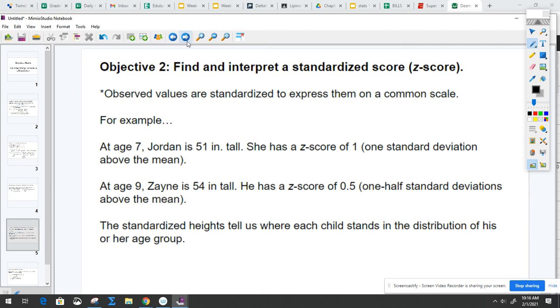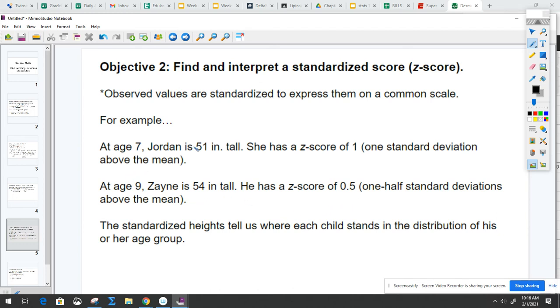If I have two people, at age 7, Jordan is 51 inches tall. She has a Z-score of 1. At age 9, Zane is 54 inches tall, and he has a Z-score of 0.5. Well, obviously, most of the time, a 9-year-old is going to be taller than a 7-year-old. And at certain ages, females may be taller than males up until a certain point, or vice versa. But what we're doing is ignoring the age and ignoring male and female, and comparing those data by looking at the standard deviation.